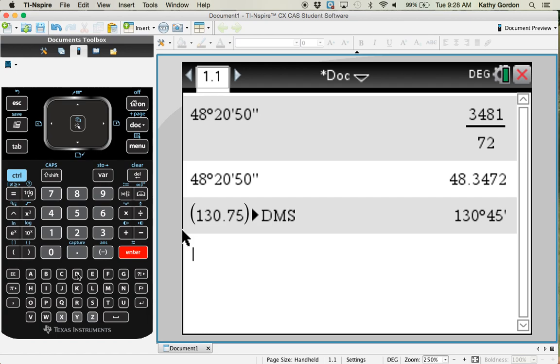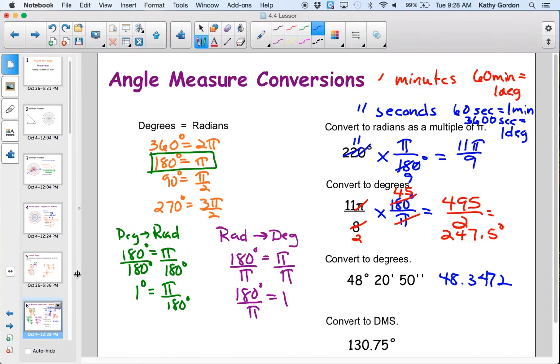It's just a matter of converting that decimal part, the partial part, back and forth into decimals or minutes and seconds. But you can do it on your calculator. There are a few problems like that in the homework, so do them on your calculator. So we would write this as 130 degrees and 45 minutes. Make sense? Questions on being able to go either way?